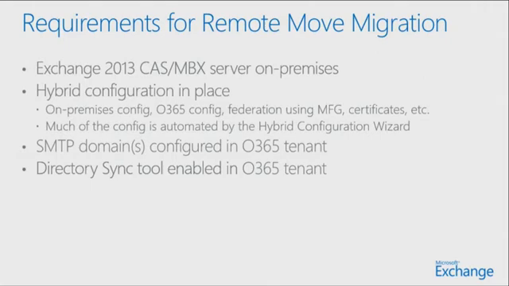Requirements: Exchange 2013 CAS, Hub, and mailbox server on-premise, hybrid configuration in place, on-premise config, Office 365 config. Federation, certificates, etc., all need to be in place. Much of the config is automated by the new Hybrid Configuration Wizard. It's as simple now as clicking a few buttons. SMTP domains configured in the Office 365 tenant, and the DirSync tool enabled in the Office 365 tenant, are required.